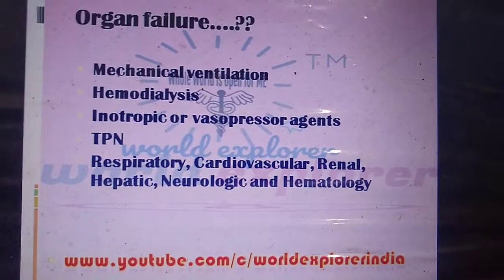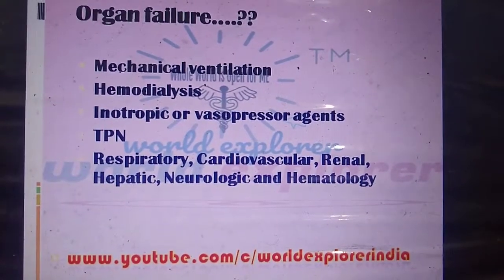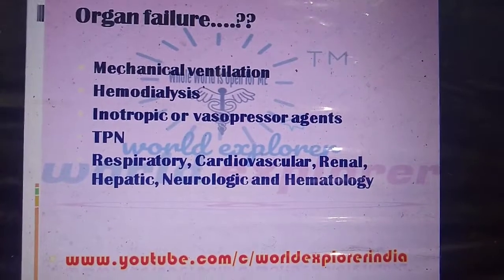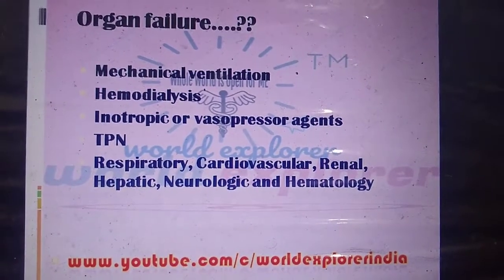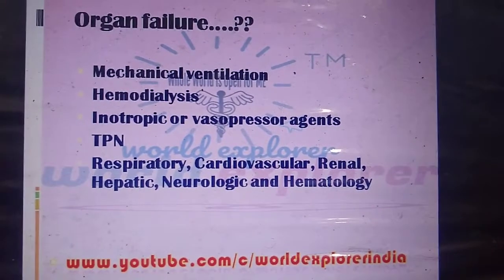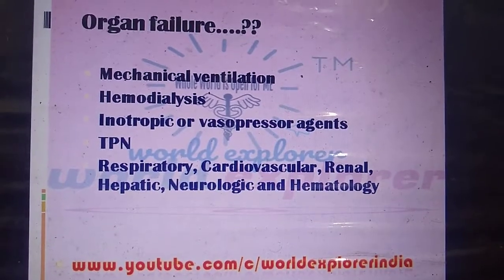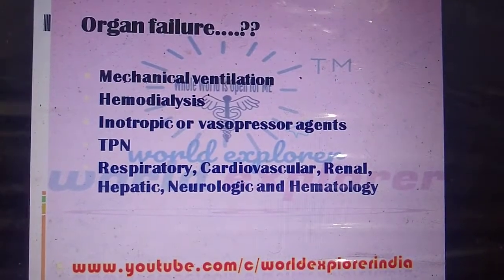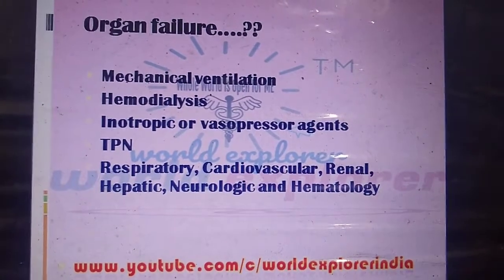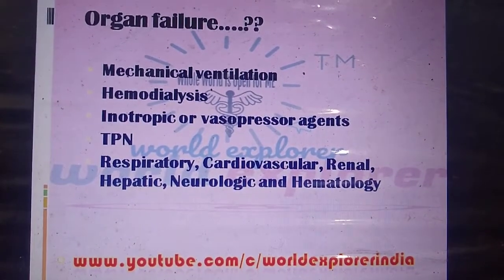Next thing is respiratory, cardiovascular, renal, hepatic, neurologic, hematology. So these are the systems we are going to concentrate on in organ failure. Respiratory, that is where we look for lung failure. Cardiovascular, where we see whether there is any decreased cardiac output, or any peripheral vascular neuropathies. Then renal, and hepatic, where we look at liver functions, SGOT, SGPT, bilirubin, etc. And next thing is neurologic monitoring. This is done by the GCS. GCS is Glasgow Coma Scale. And next thing is hematology.